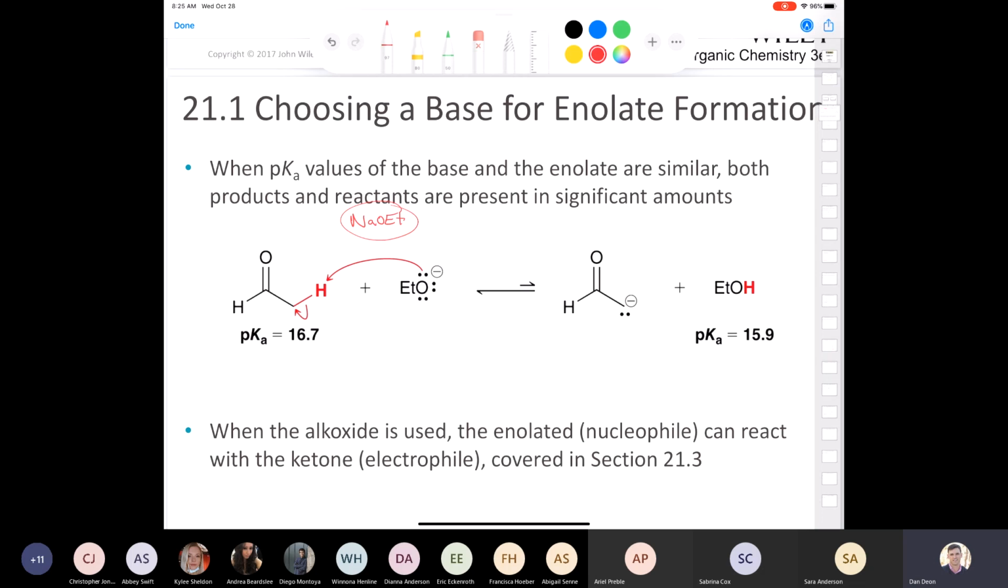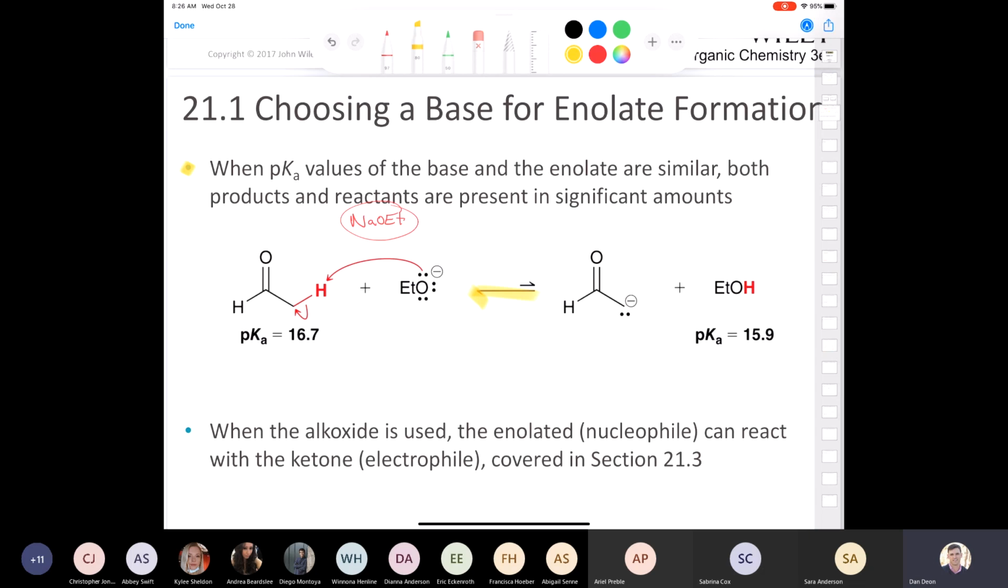right? And the equilibrium is going to lie on the side of the weaker acid. So in fact, we have an equilibrium here, which is going to lie to that side. What's important here is that when the pKa of the conjugate acid of the base and the pKa of the aldehyde or ketone are similar, we're going to have both reactants and products in significant amounts. Now you might think, okay, well that's useless. No, it's actually useful depending on the situation.